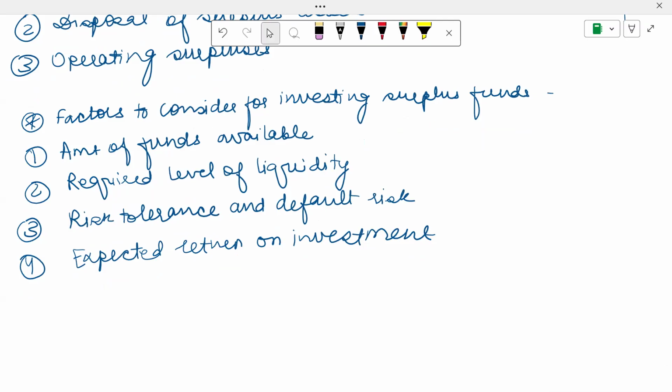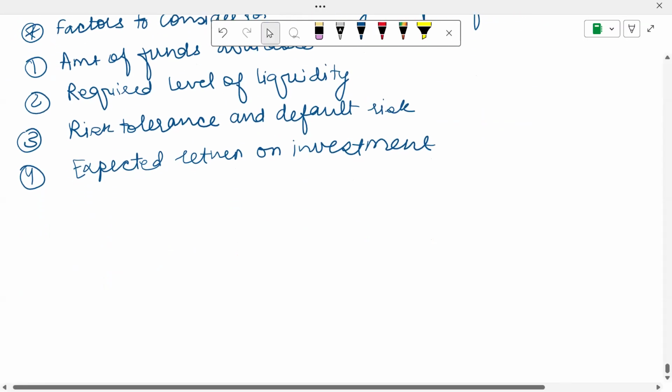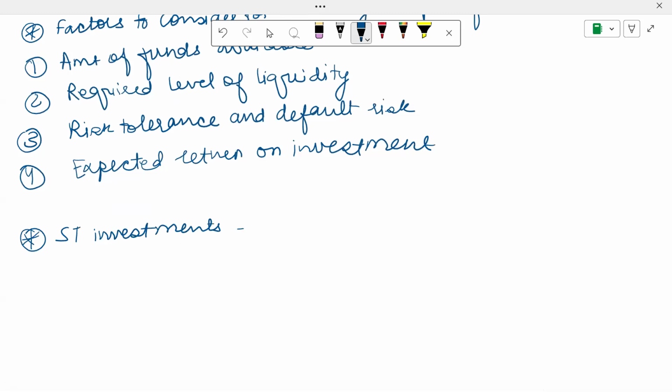Now, let's suppose I want to invest my money for a shorter period of time. So what are the possible options which I have to invest my money for short term? So my short-term investments could be, we are talking about a few sources over here. Number one could be money market deposits or your bank deposits.